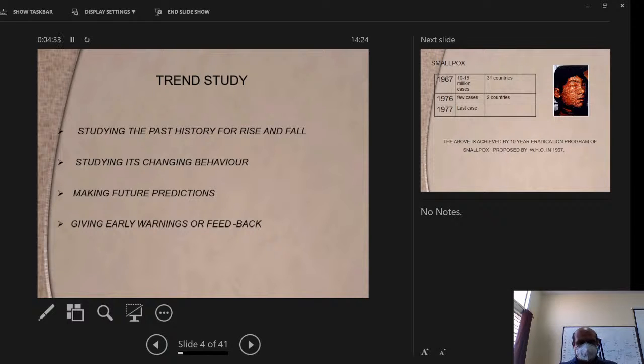Now, trend study: studying the past history of the rise and fall of the disease, studying the changing behavior of the disease, making further predictions, and giving early warnings or feedbacks. Okay, this comes under trend study.